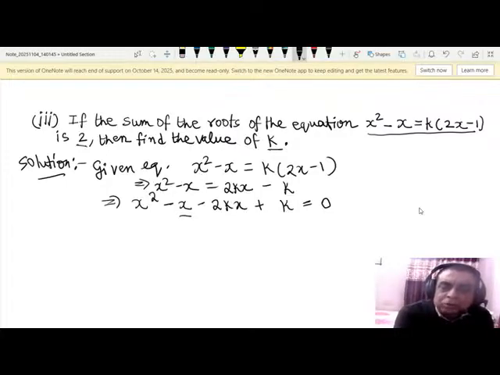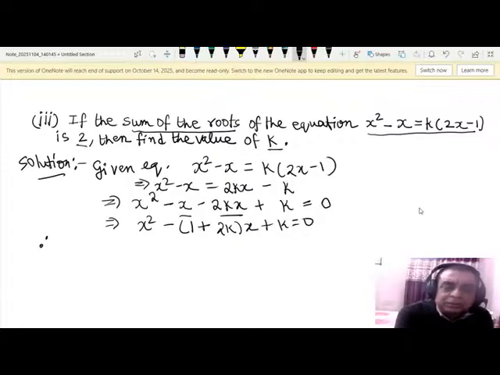Now take x common from the middle two terms. So I am taking minus x common. x divided by x is 1, minus divided by minus is plus, and 2kx divided by x is 2k. So we get x squared minus (1 plus 2k) x plus k equals 0. Now we are told that the sum of the roots of this equation is 2.